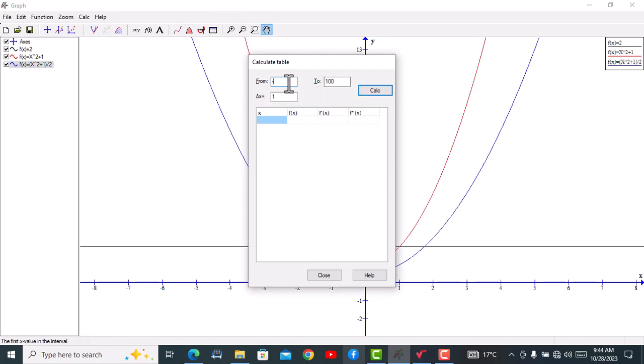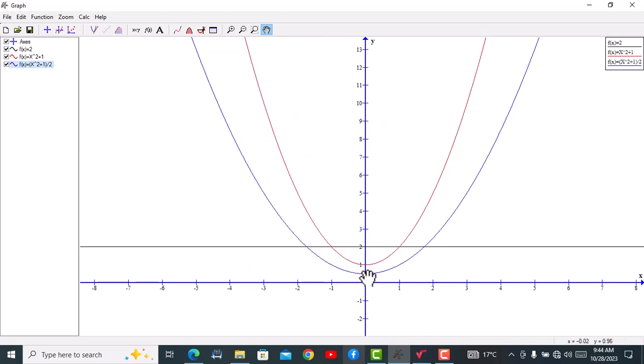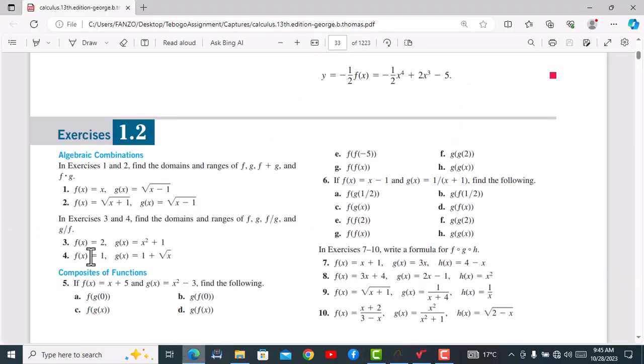Let me just be sure of this. Let me use minus 3 to positive 3, and let's just calculate. So check. When x is 0, you see 0.5 will be the value of y. So the range would be 1.5 inclusive to positive infinity. And then I'm done for this.